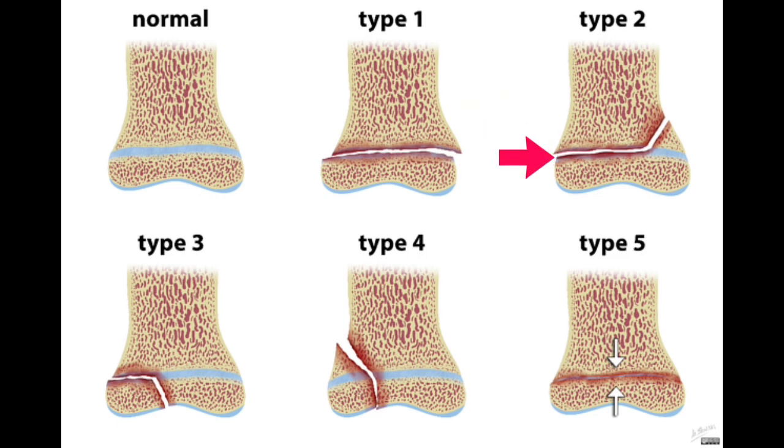In Type 2, the fracture is through the growth plate and metaphysis. In Type 3, the fracture is through the growth plate and epiphysis. In Type 4, the fracture is through them all, metaphysis, growth plate, and epiphysis. Type 5, the fracture has crushed the growth plate, i.e. the growth plate is ruined.